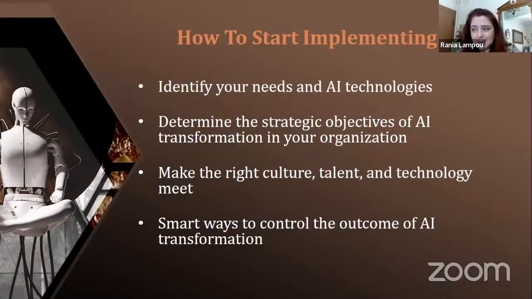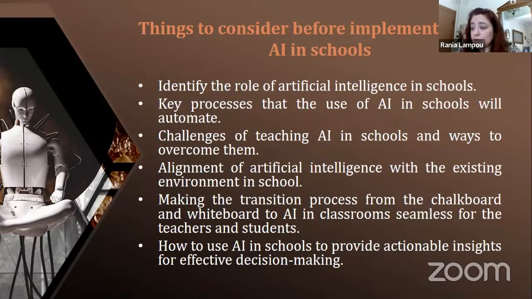If we want to start implementing AI in education, of course, we need to identify the role of AI in schools, to define all the key processes that the use of AI will automate, to think about the challenges and the ways we will overcome them, how we make the transition process from the whiteboard, and of course, we need to find smart ways also to control the outcome of AI in education.